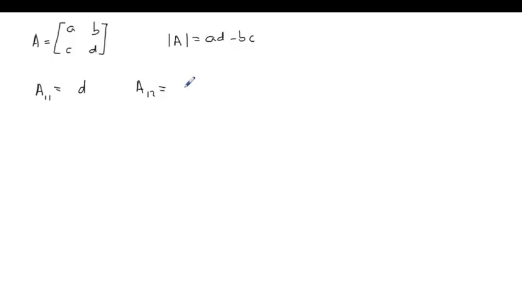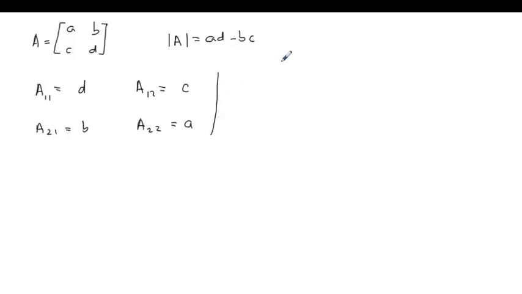A, 1, 2? C. A, 2, 1. What is it? B. A, 2, 2. What is it? A. Guys, make sure that you see what I'm doing. Don't get surprised later on. Okay. Then these are minors, isn't it?